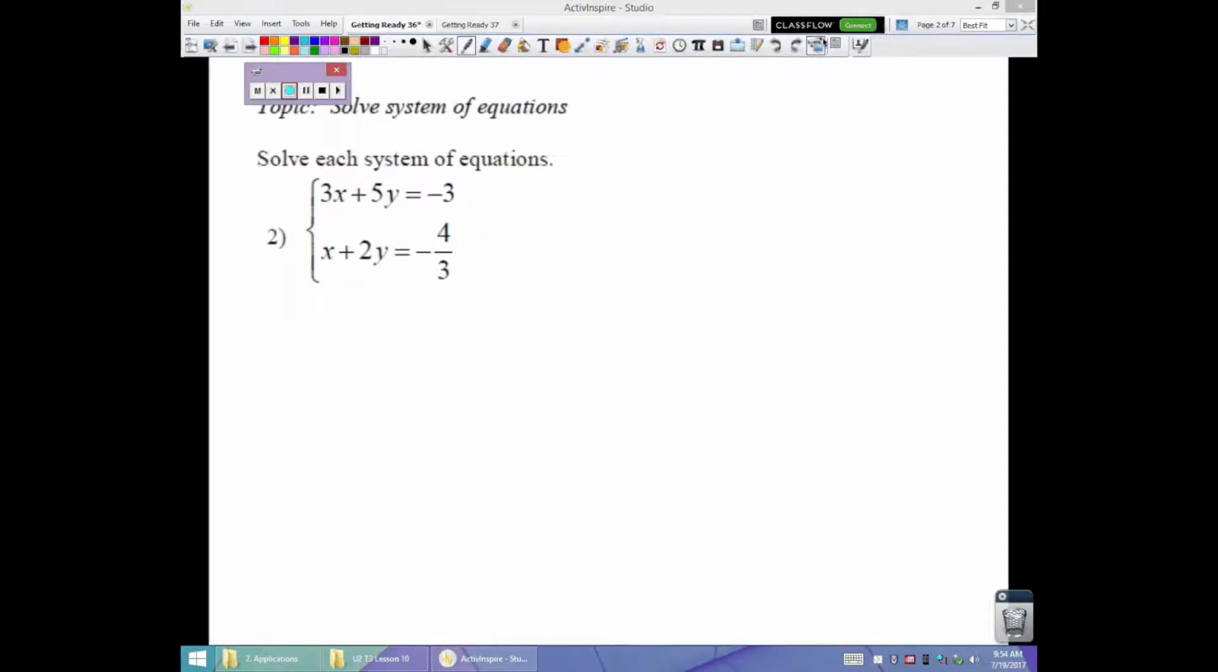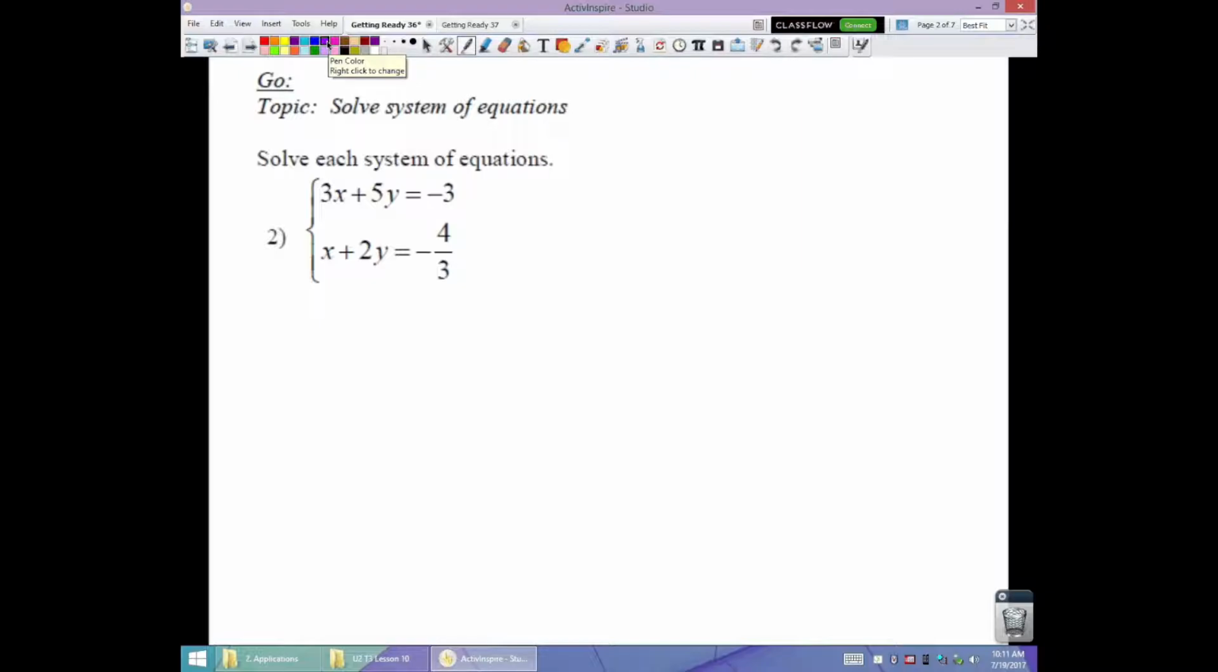All right, so number 2 here, we're going to solve a system of equations, and it does not indicate any certain method that we're required to use. So we have choices. We could solve this by graphing, although I don't suggest that one. We could solve by substitution or elimination.